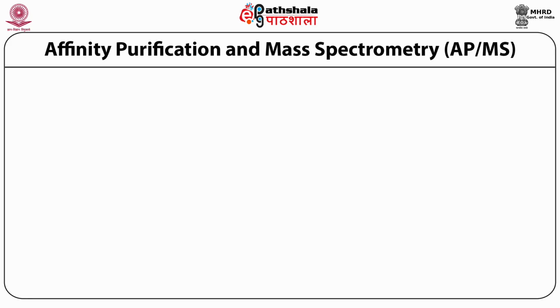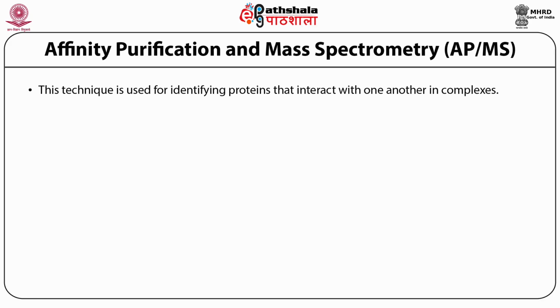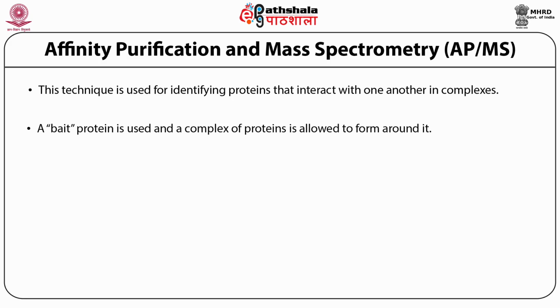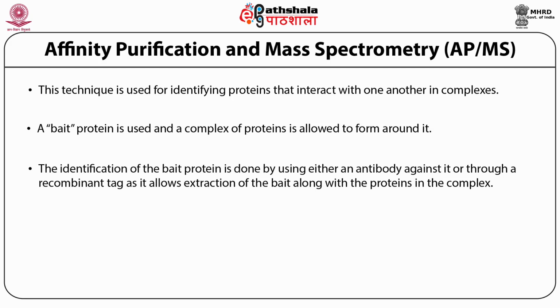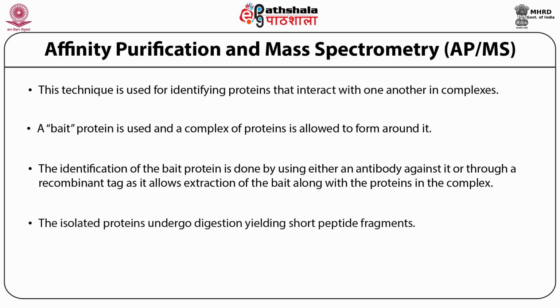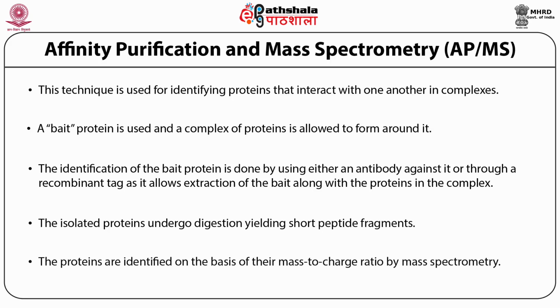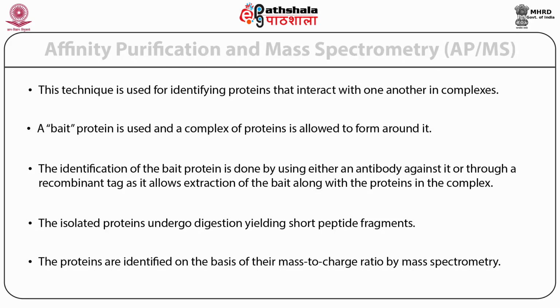Affinity purification and mass spectrometry (APMS). This technique is used for identifying proteins that interact with one another in complexes. A bait protein is used and a complex of proteins is allowed to form around it. The identification of the bait protein is done by using either an antibody against it or through a recombinant tag, as it allows extraction of the bait along with the proteins in the complex. The isolated proteins undergo digestion, yielding short peptide fragments. The proteins are identified on the basis of their mass to charge ratio by mass spectrometry.